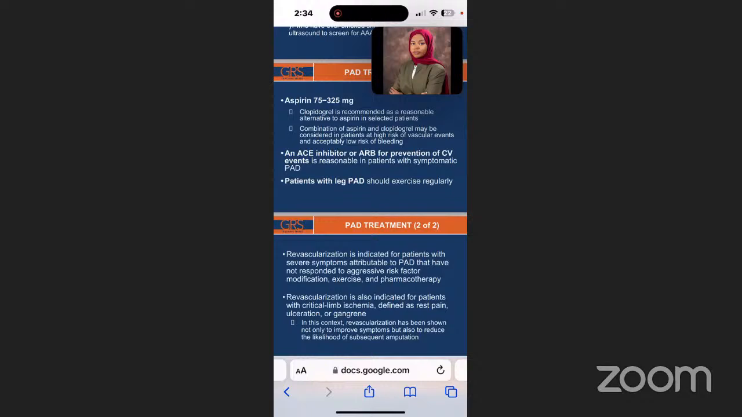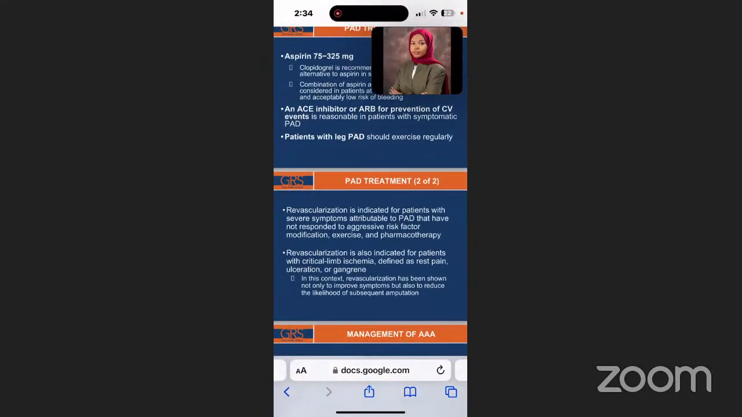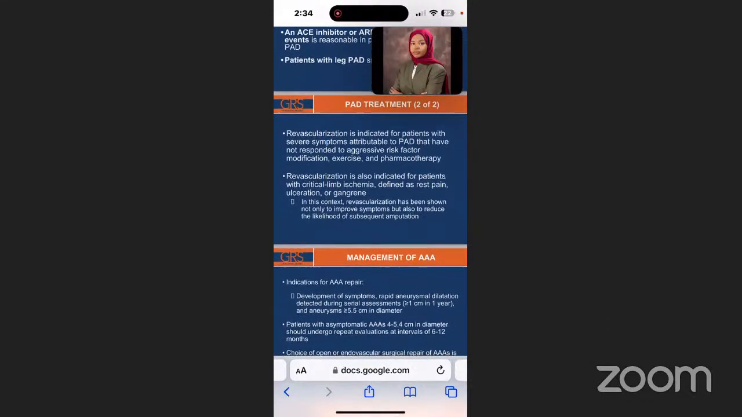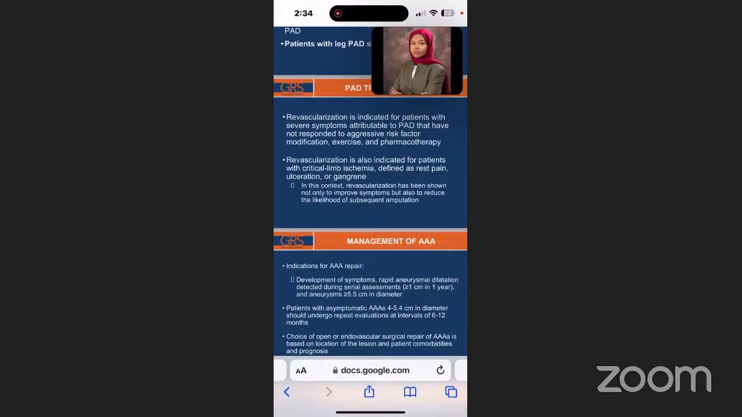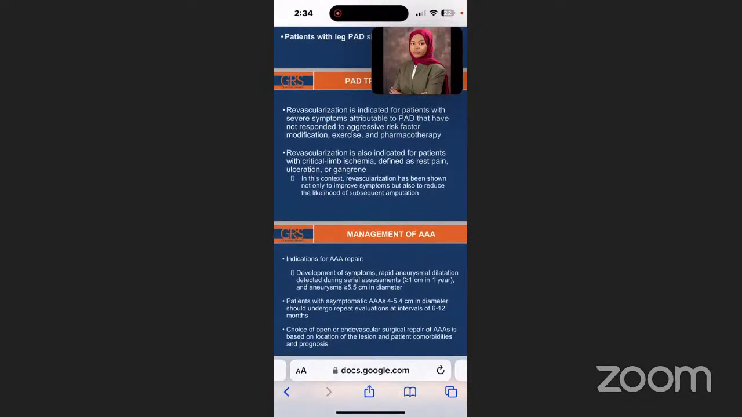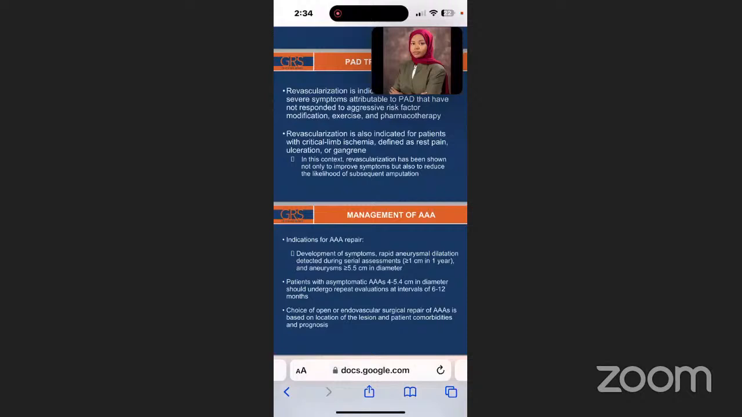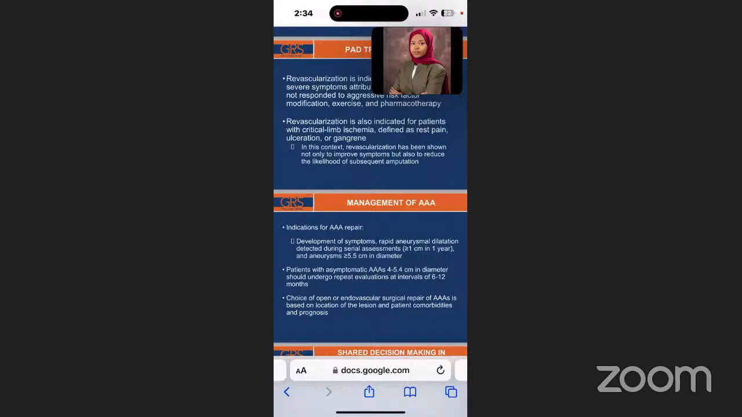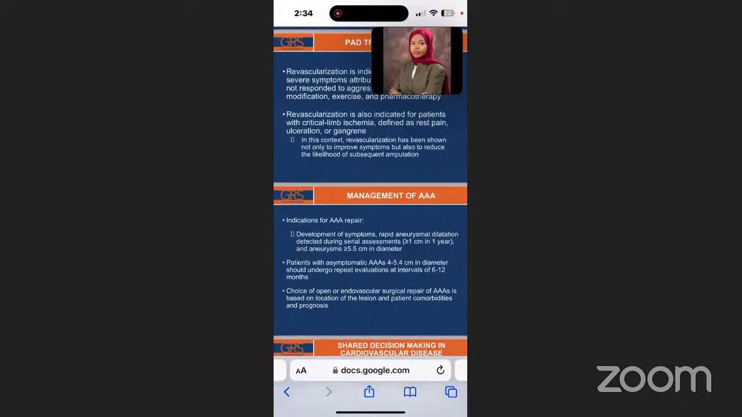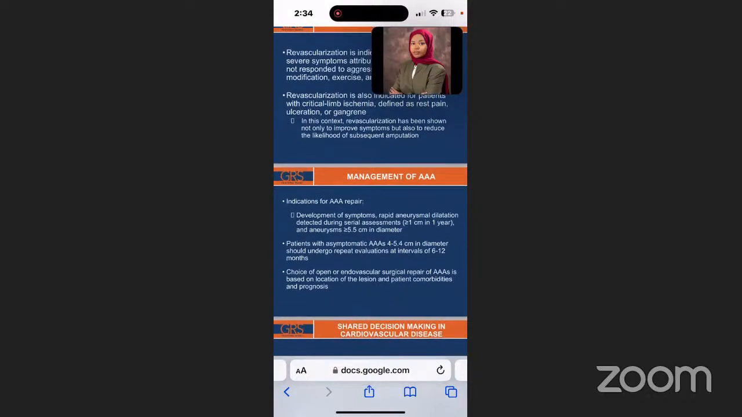Patients with leg peripheral artery disease should do exercise regularly. Revascularization is indicated for patients with severe symptoms of peripheral artery disease that have not responded to aggressive risk factor modification, exercise, or pharmacotherapy. Revascularization is also indicated for patients with critical limb ischemia, defined as rest pain, ulceration, or gangrene. In this context, revascularization has been shown not only to improve symptoms, but also to reduce the likelihood of subsequent amputation.